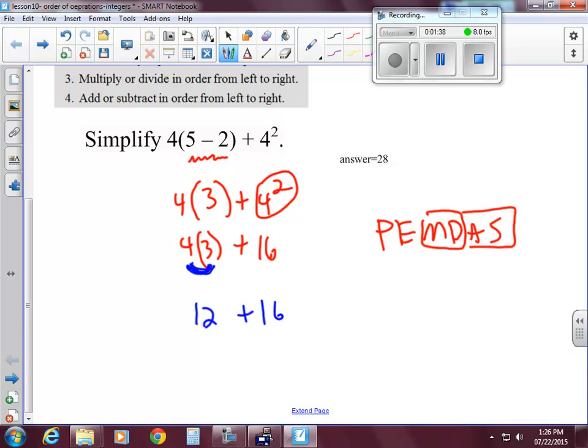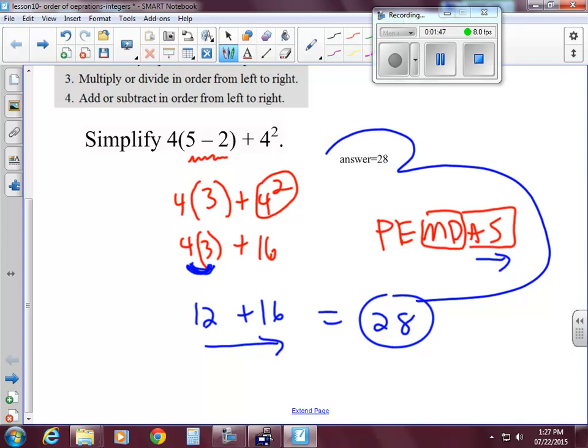Then in the very end, you can take care of addition and subtraction left to right. So we can just move left to right. So 12 plus 16 is going to yield 28. And you notice I have the answer snipped in there. So just really practice writing your thoughts and using order of operations, the way we're told to use it.